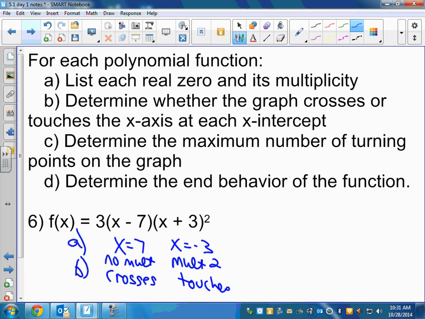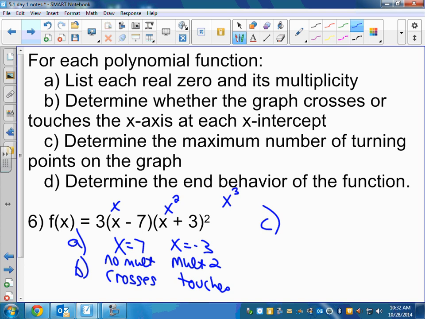Part C, determine the maximum number of turning points. So you do have to think a little bit about this. You have to think what the degree would be if you multiplied all this out. You do not have to multiply it all out, but you do need to think about what the highest exponent would be. If you FOILed this out, x plus 3 times x plus 3, do you agree we would get an x squared out of that? Follow me on that? And then if I take x squared times x, would I be at x to the third? So x times x squared, I would have an x to the third.